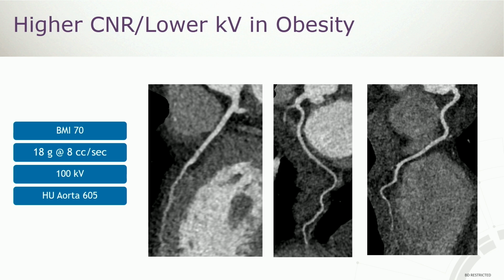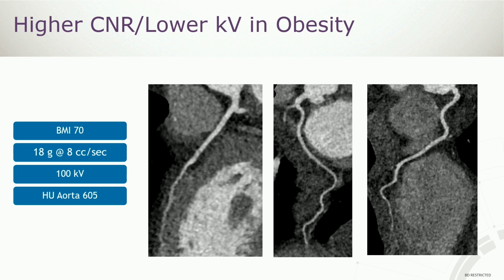And we actually were able to inject at 8 cc's per second with an 18 gauge Diffusix and only scanned this patient at 100 kV. Really got high attenuation in the aorta, 605. So you can really see that even for this very large patient who may have been precluded from CCTA in the past, you really can delineate nicely the coronary vasculature, and you can say there's probably nothing here, at least in the prox to mid segments.